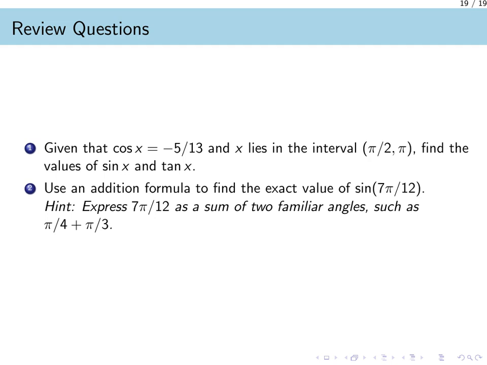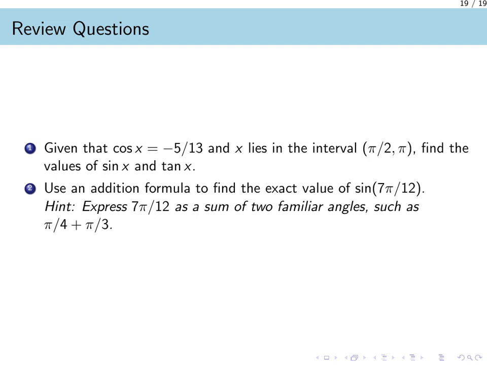A powerful application of the addition formulas is finding exact trigonometric values for angles that are not standard but can be built from angles we do know. The sine addition formula, for instance, tells us that sine of the quantity a plus b equals sine of a times cosine of b plus cosine of a times sine of b. To find the exact value for sine of 7 pi over 12, we first express the angle as a sum of two familiar ones, such as pi over 4 plus pi over 3.